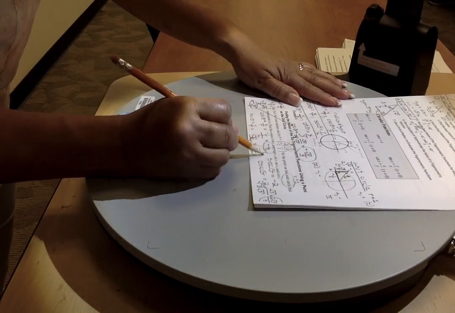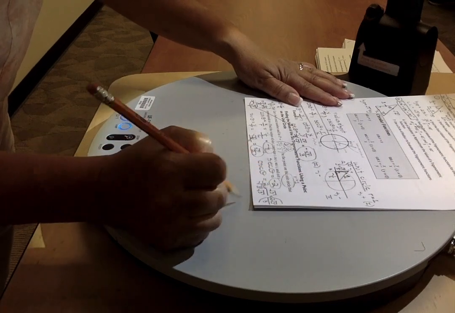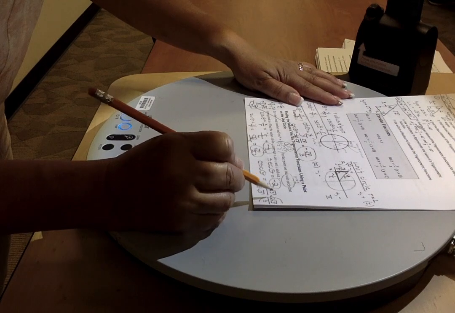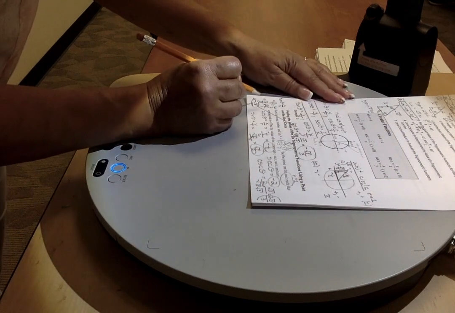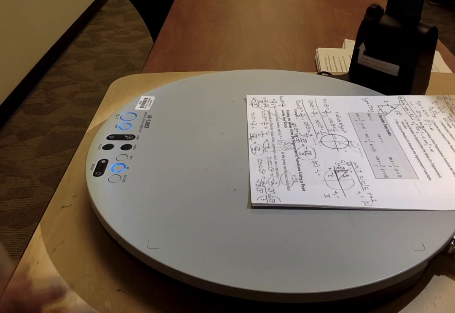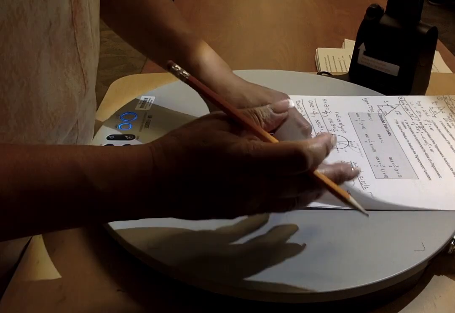Negative 1/2, square root of 3 over 2, negative 2, 2 square roots of 3 over 3, and this is tan and cotan. Okay, let's go to the next page.